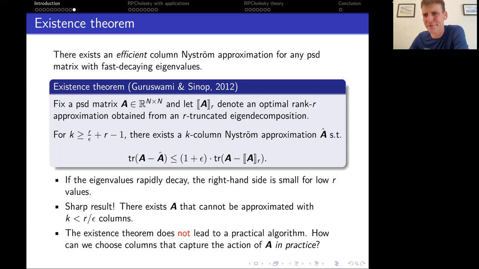Does anyone have questions about the first part? Okay, cool. So let's choose some columns.